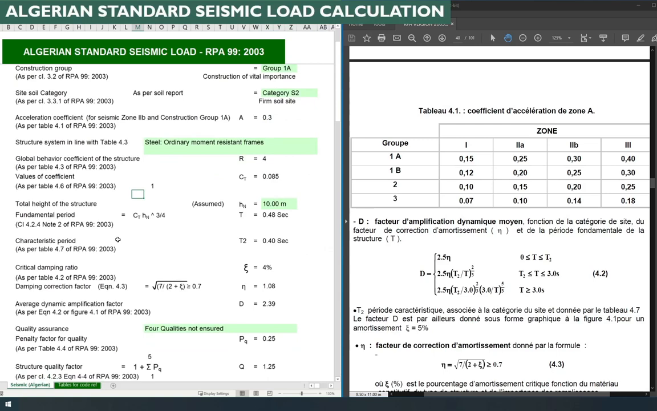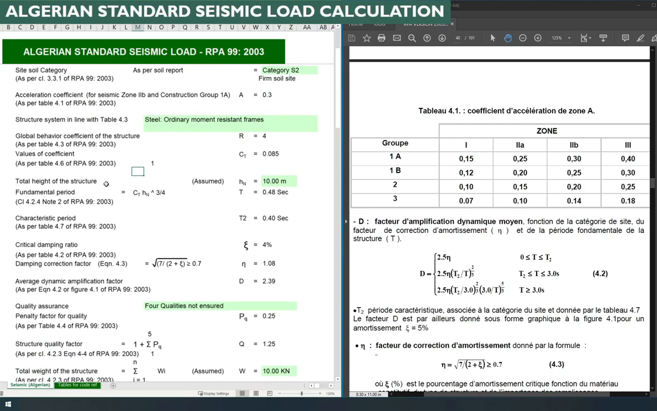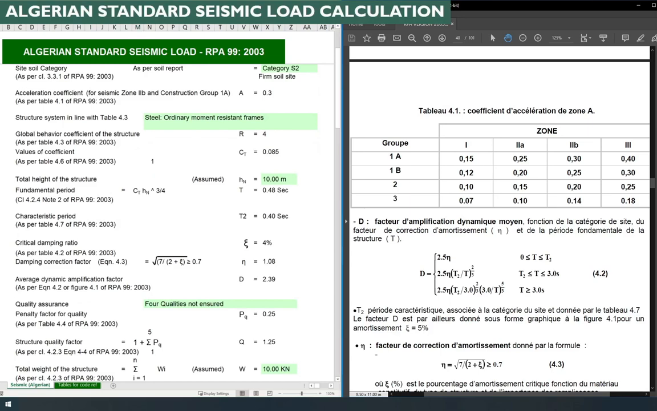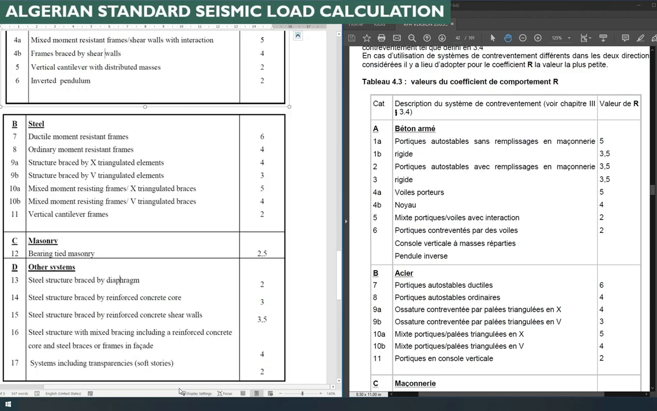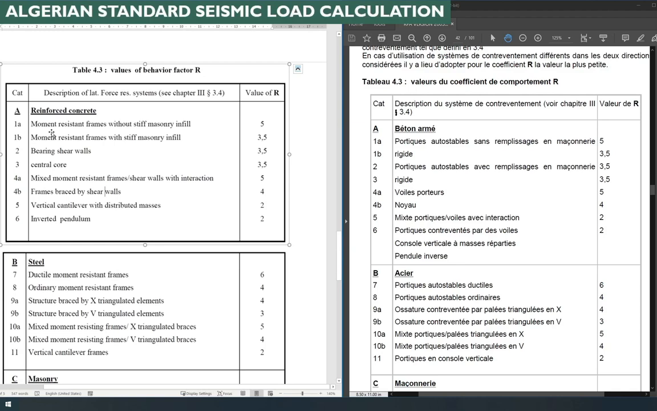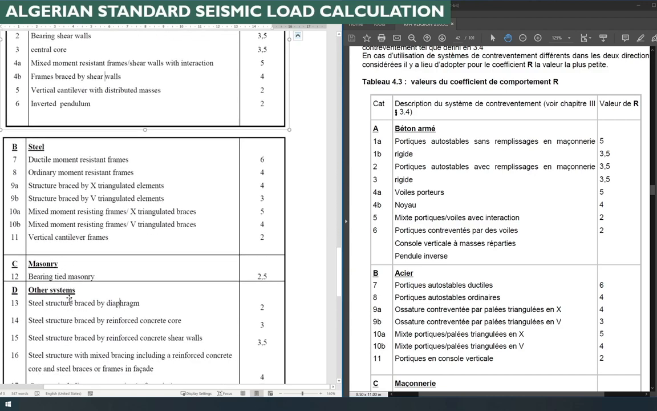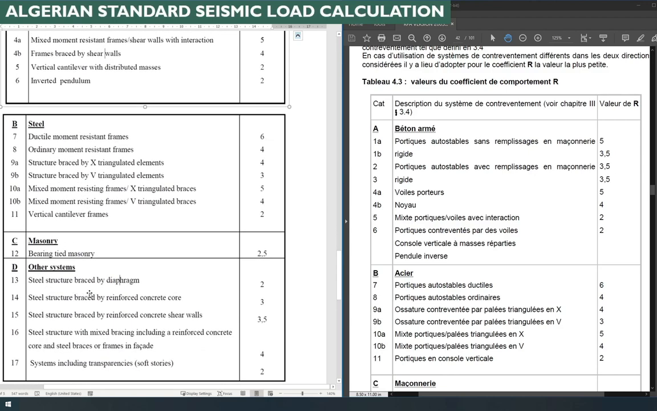Next one is structure system. This is in line with table 4.3. For that we need to refer to page number 42. In the right hand side you can see table 4.3, where various systems of structures are mentioned here in French, and in the left hand side you can see a Word file where it is mentioned reinforced concrete in A, under that various categories, 1A states moment resistant frames without stiff masonry infill. Likewise for steel also various categories, and masonry and other systems also a few categories.